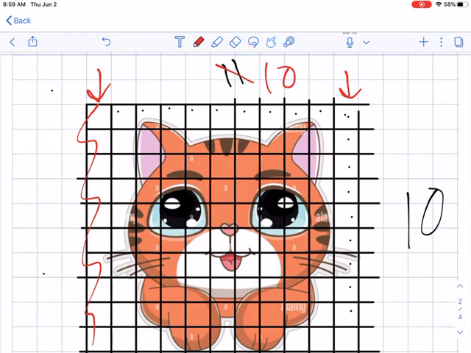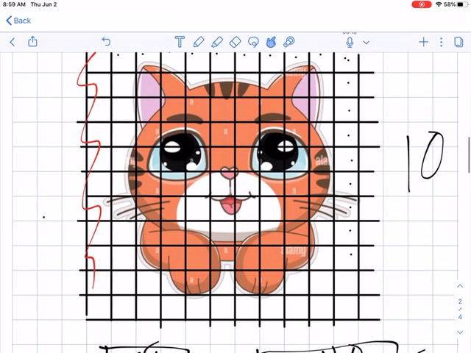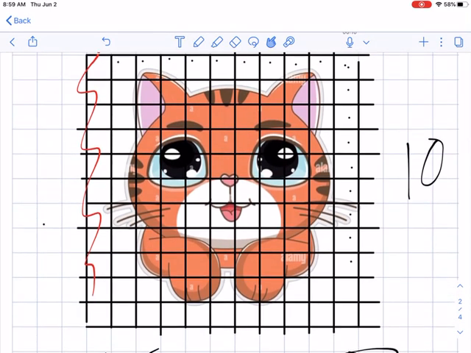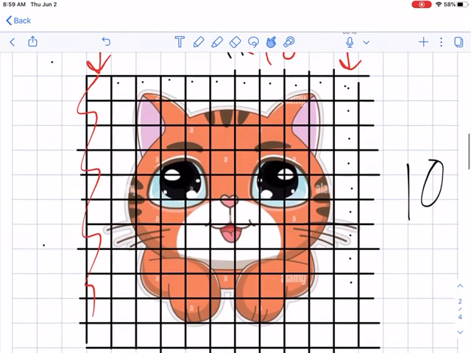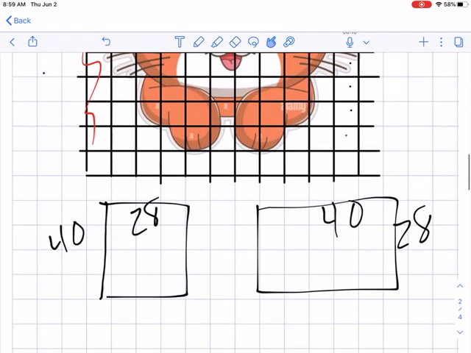And I can look at the other rows too and decide, do I want to cut any off? I'm going to count these again. So I have 1, 2, 3, 4, 5, 6, 7, 8, 9, 10. I don't want to cut any off the top or the bottom because of the ears and the paws. So I'm going to go with a 10 by 10. So that means when I look at my graph paper, I have 40 by 28, and I have 40 by 28 sideways.